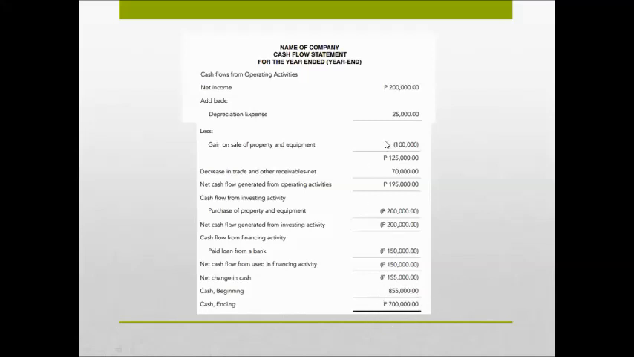Okay? So now, making the cash flow statement is not that difficult if you know where to place the items, whether in operating, investing, or financing. Once you have learned how to do that, the cash flow statement is easy. Okay? So is this example clear? No. Why? So which part are you confused about?